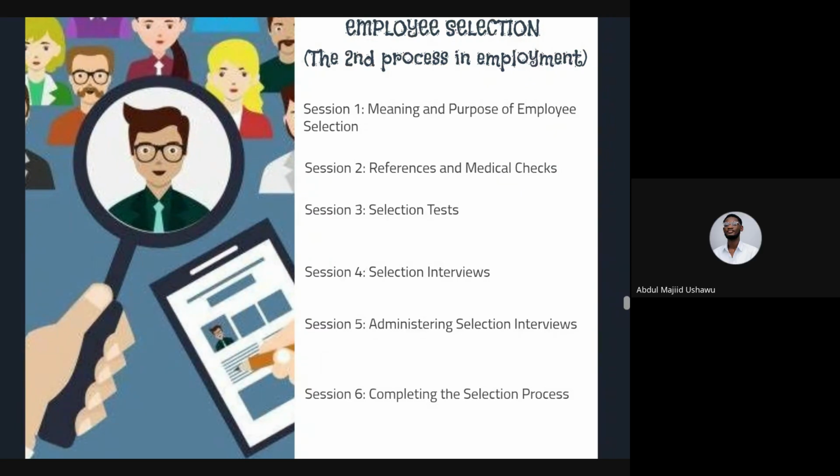Employers' own performance depends largely on the performance of their employees. Exactly. That's as simple as that. That is one reason why careful selection is important. If we say employers, we are talking about the firm's performance. The firm's performance depends largely on the performance of employees. So that's why careful selection is crucial.